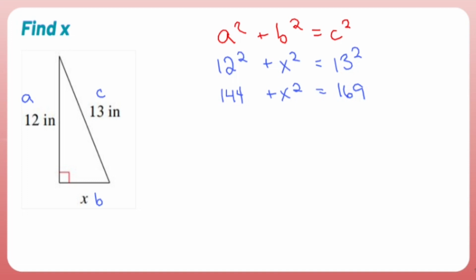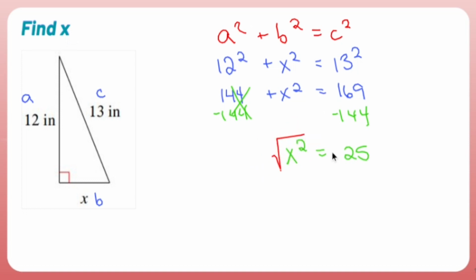In order to get x all by itself, I have to subtract 144 from both sides. So minus 144, minus 144, cross you out, drop down the positive x squared, equals, and 169 minus 144 is 25. Now squared is in the way. I have to find x, not x squared. How do I undo a squared?